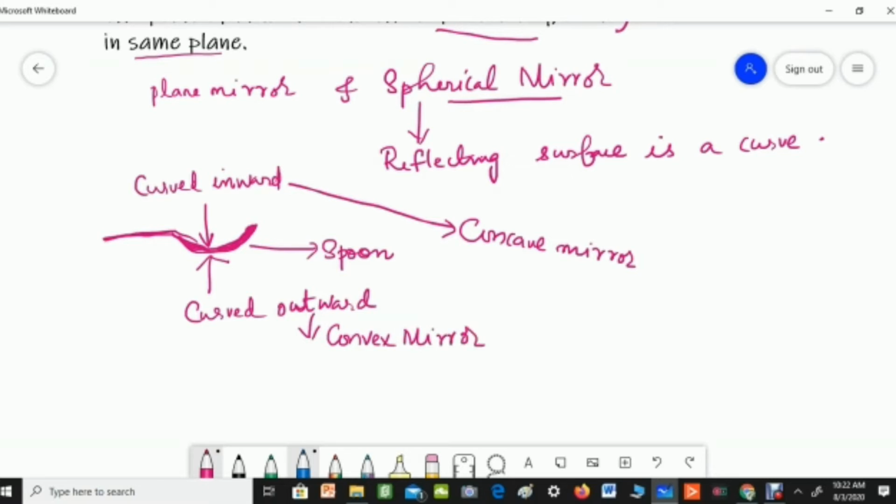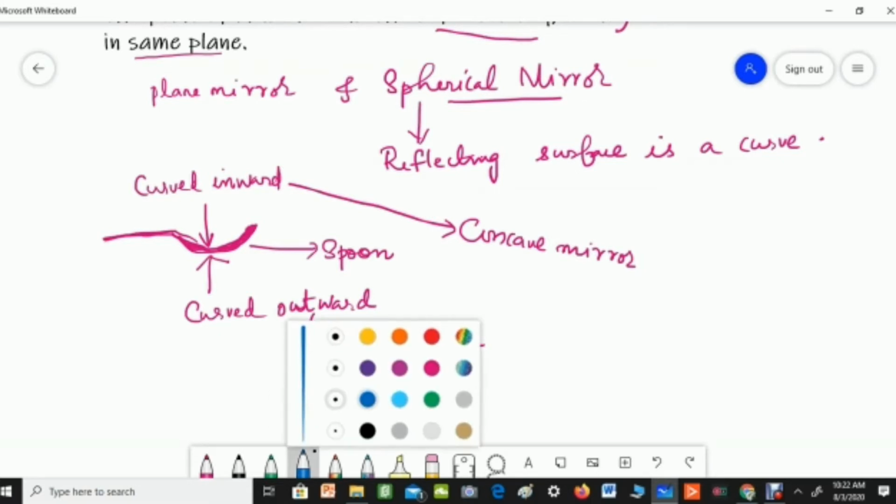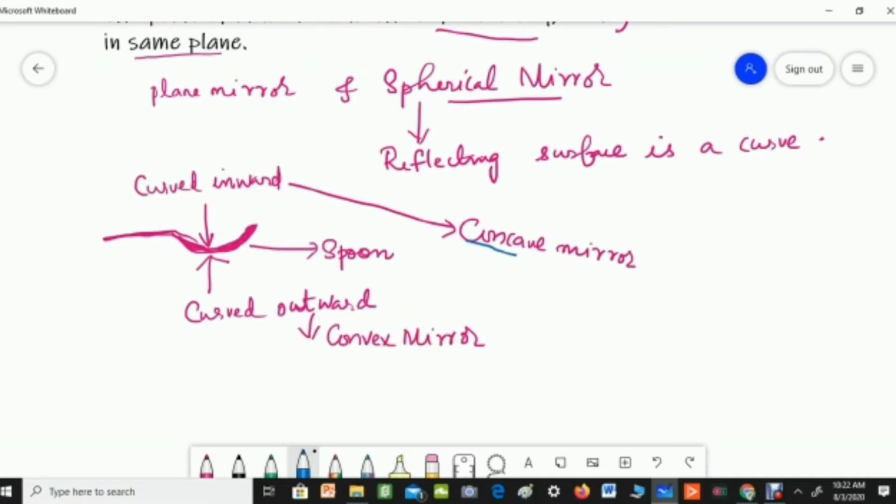Now you know the difference between a concave mirror and a convex mirror. In a concave mirror, the reflecting surface is curved inward, but in the case of a convex mirror, the reflecting surface is curved outward. These are the two types of spherical mirror which we are going to discuss today: concave mirror and convex mirror.